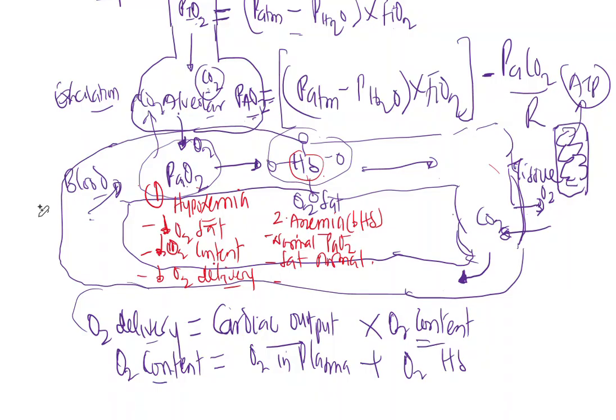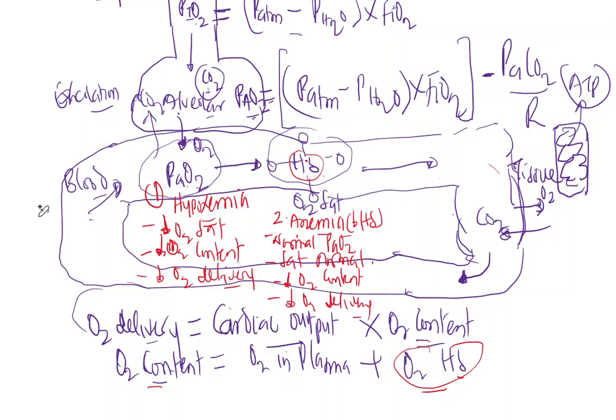But the oxygen content will be decreased, like we mentioned earlier, because if hemoglobin is decreased, that will affect the oxygen content. So there has to be a decrease in oxygen content, and there has to be a decrease in oxygen delivery. So that could lead to what? Hypoxia. Moving on to the next one.